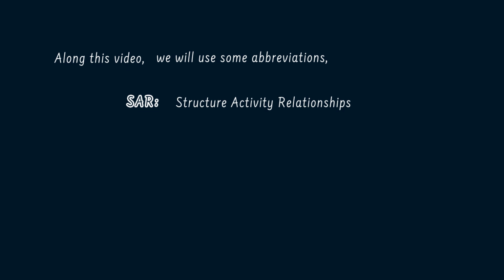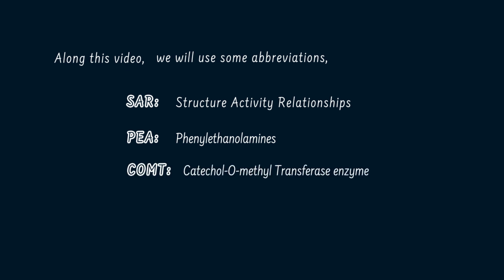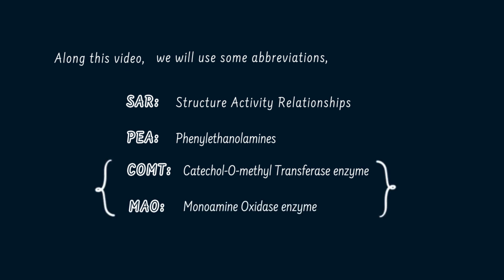Along this video, we will use some abbreviations. SAR, for structure-activity relationships. And PEA, for phenylethanolamines. COMT, for catechol-O-methyltransferase enzyme. And MAO, for monoamine oxidase enzyme. Which both are metabolizing enzymes for noradrenaline.